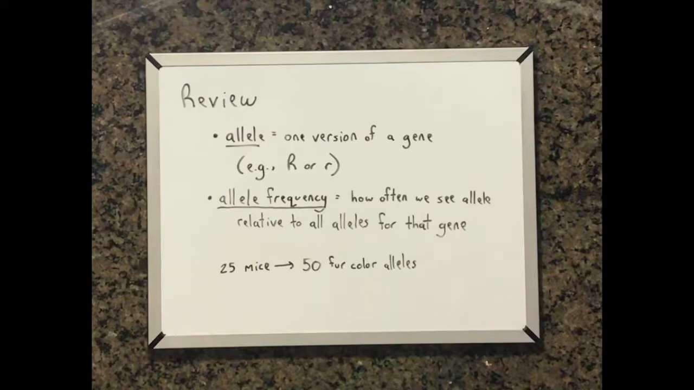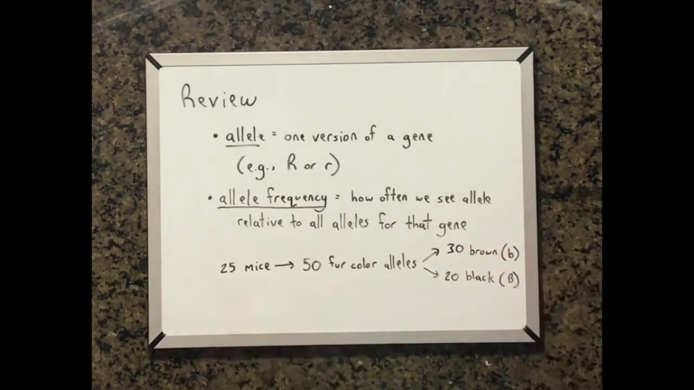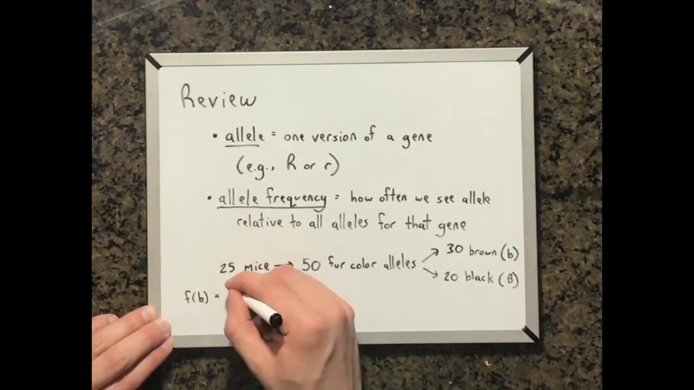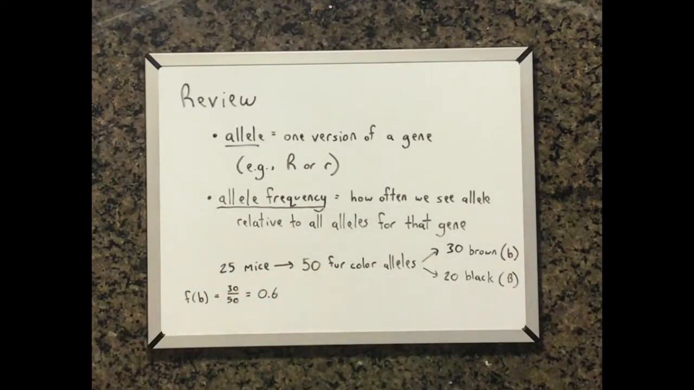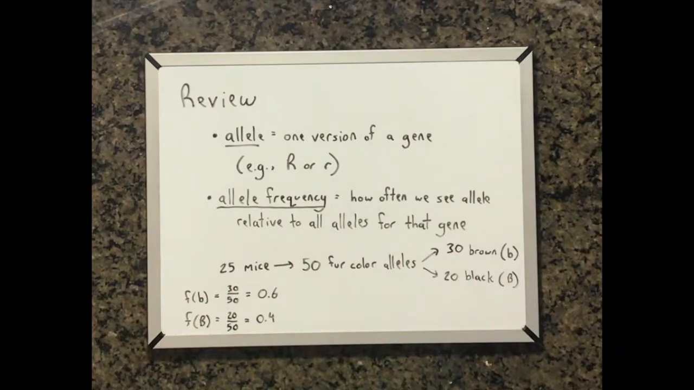If out of those 50 total alleles, 30 of them represented the brown fur allele and 20 represented the black fur allele, we would say that the allele frequency for the brown fur allele is 30 over 50, or 0.6, while the allele frequency for the black fur allele is 20 over 50, or 0.4.